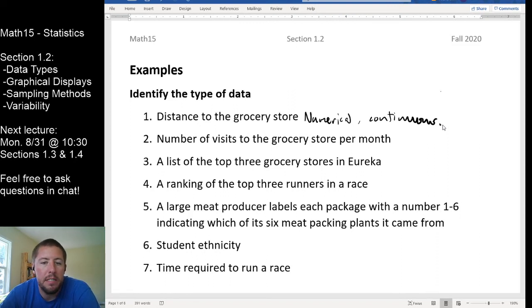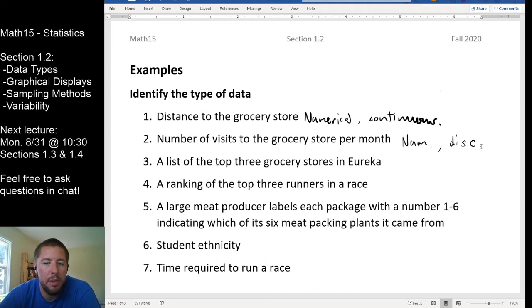The number of visits to the grocery store per month. Again, the keyword right away is number, so I'm hoping you're thinking that this is numeric. But I can't really take a half trip to a grocery store, right? So it only makes sense for me to talk about whole number trips. So I think we are looking at numerical, but discrete in this case. I'm going to start using abbreviations for all these: numerical, discrete.